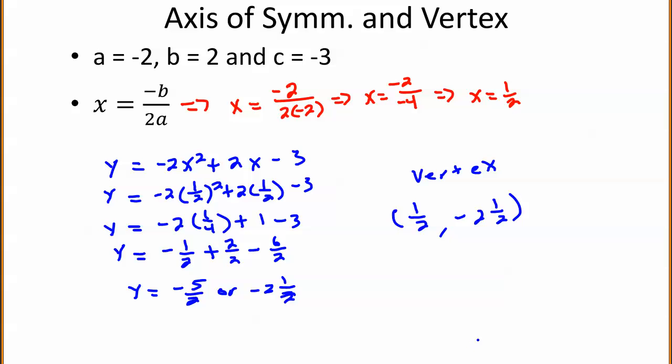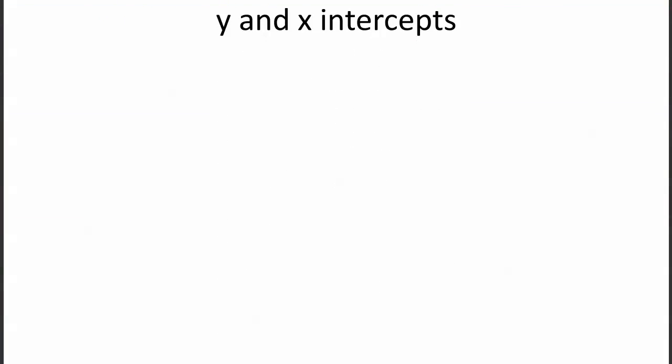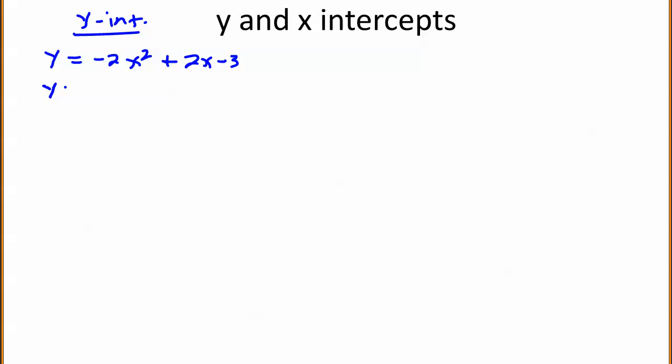All right, now let's see about finding x and y intercepts. To find your y-intercept is fairly simple. You will simply replace the x with 0. So again, we have the equation y equals negative 2x squared plus 2x minus 3. So let's find the y-intercept first. So to find the y-intercept, you simply replace your x's with zeros. 0 times anything is 0, so we have 0 there, and we end up with negative 3. So the y-intercept is 0, negative 3.